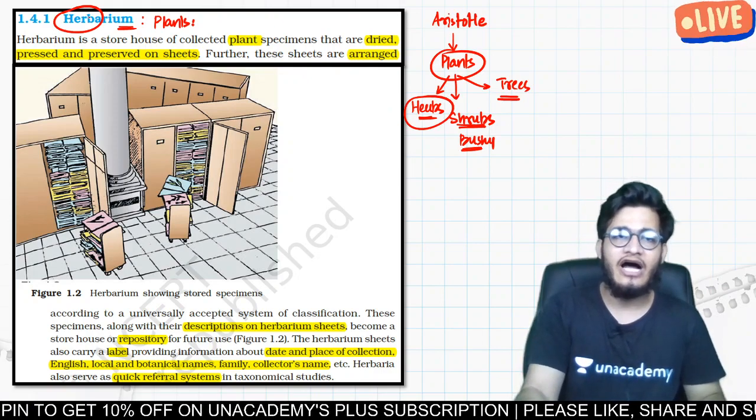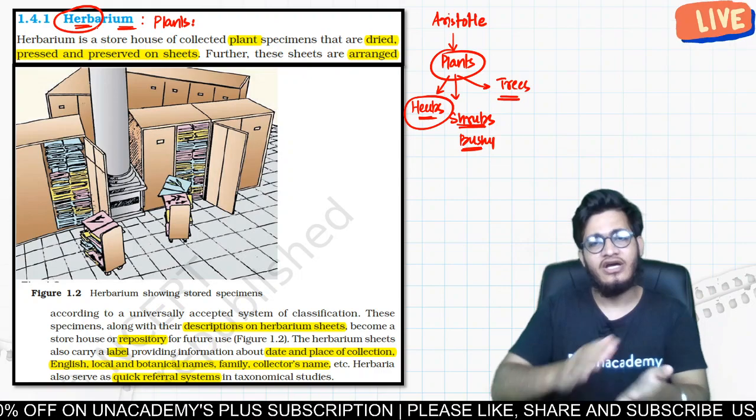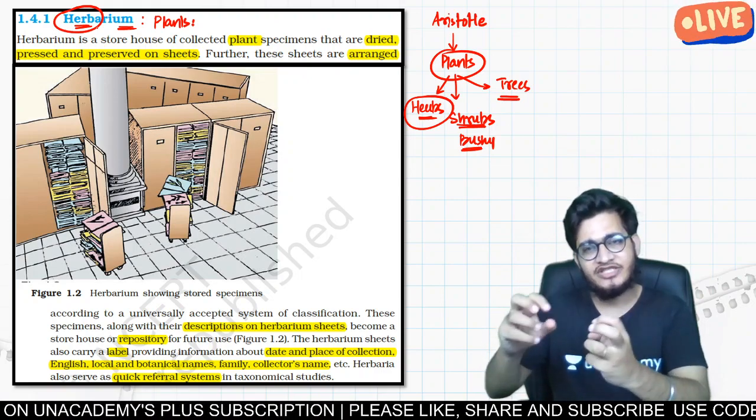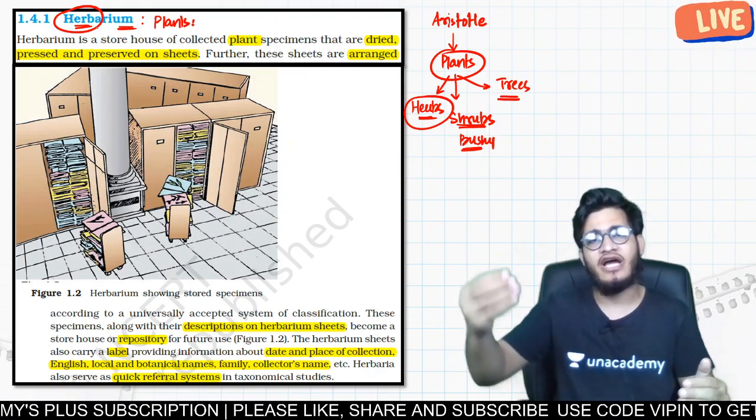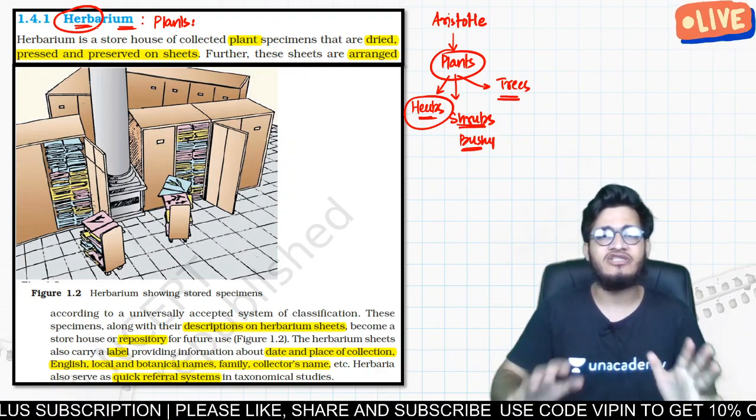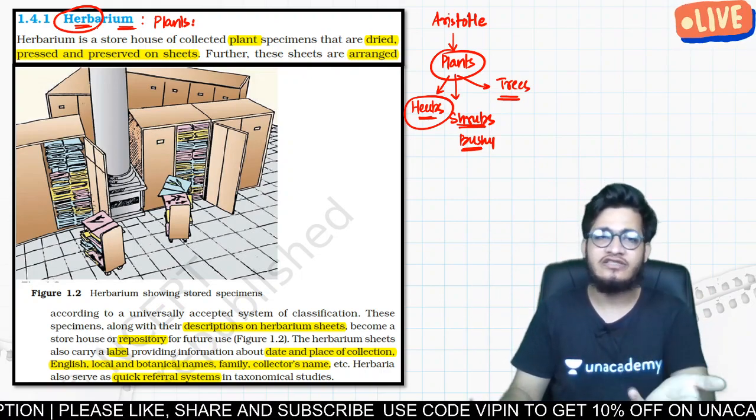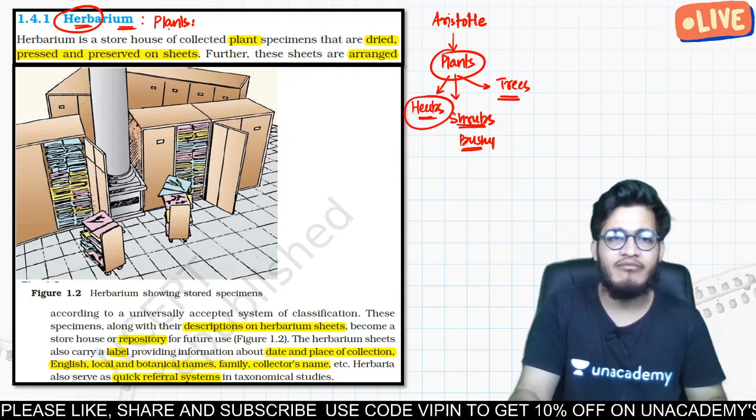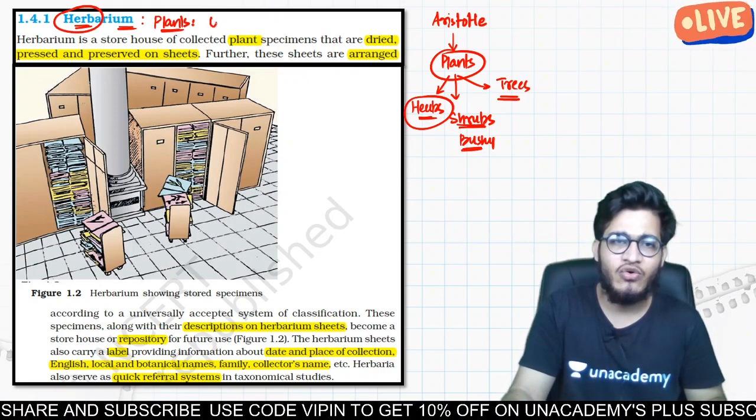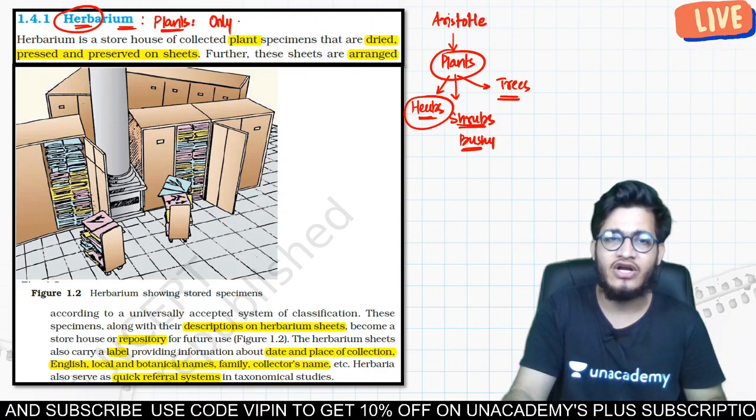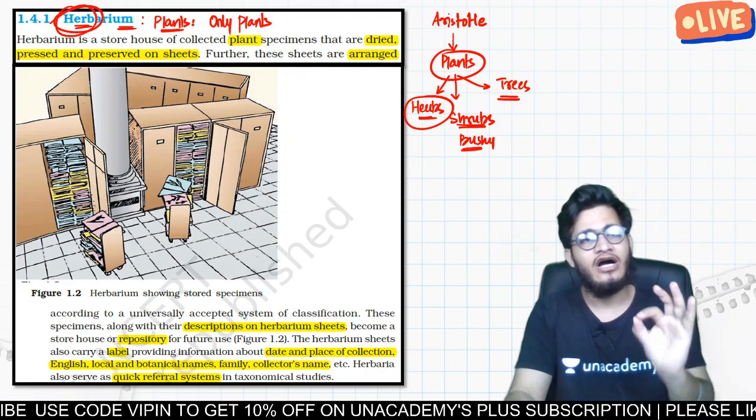So herbs are stored in the form of sheets. They are packed and stuck on sheets, and after that there will be a label on that sheet providing a lot of information about the herb which was collected by a scientist. So that forms a very important taxonomical aid for plants only, which is called a herbarium. It is used only for plants, not for animals. Why? Because the name herb is coming in the herbarium itself.